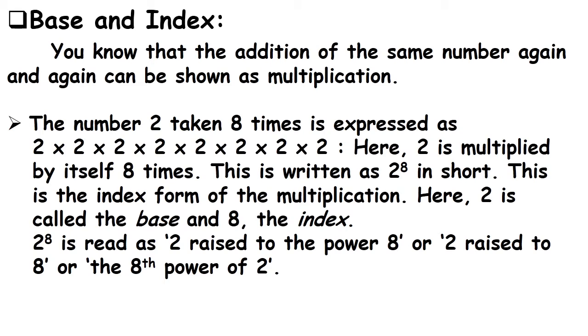Similarly, the number 2 taken 8 times is expressed as 2 multiplied by 2 multiplied by 2 multiplied by 2 multiplied by 2, 8 times. Here 2 is multiplied by itself 8 times. This is written as 2 raised to 8 in short. This is the index form of the multiplication. Here 2 is called the base and 8 the index. 2 raised to 8 is read as 2 raised to the power 8, or 2 raised to 8, or the 8th power of 2.